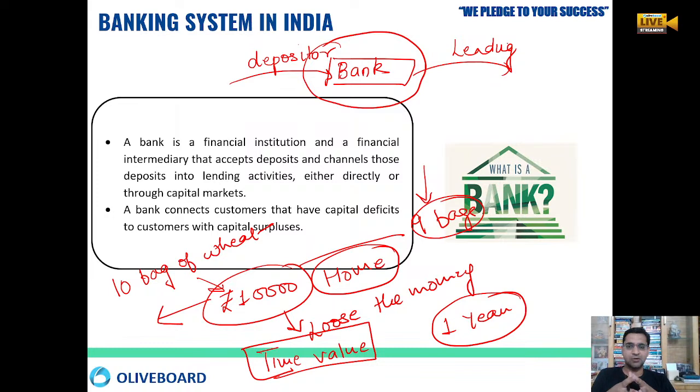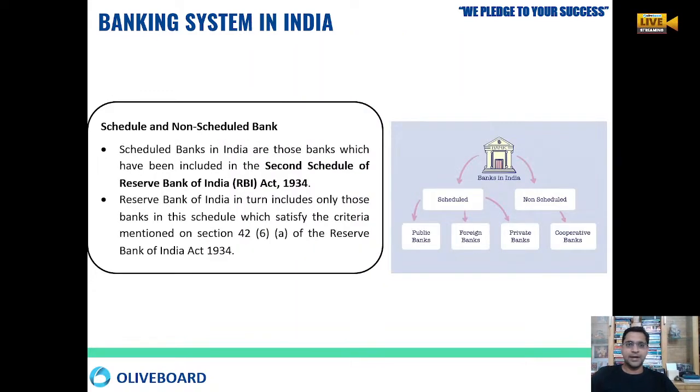And it also keeps our money safe, right? And it acts as a financial intermediary, and it provides lending to places which are in a cash crunch. Okay, so it is just like a win-win situation for everybody. Now, first of all, types of banks in our country: scheduled bank and non-scheduled bank.